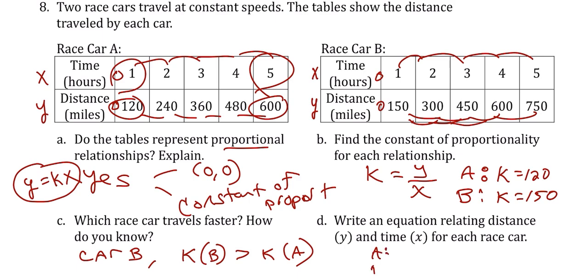Okay, so our equations now are just going to be in y equals kx form. So let's do both A and B. For A, it would simply be y equals 120 times x, and for B, it would be y equals 150 times x. And that's it.